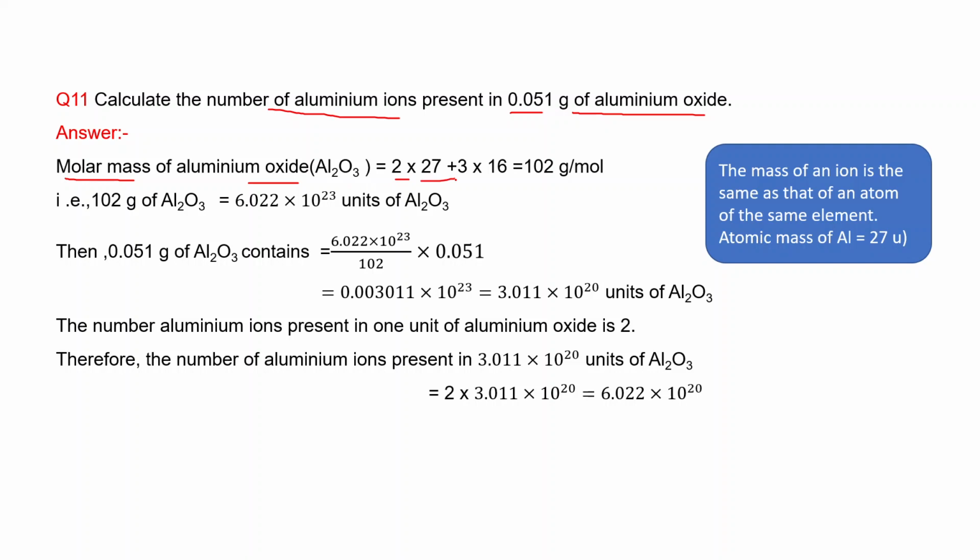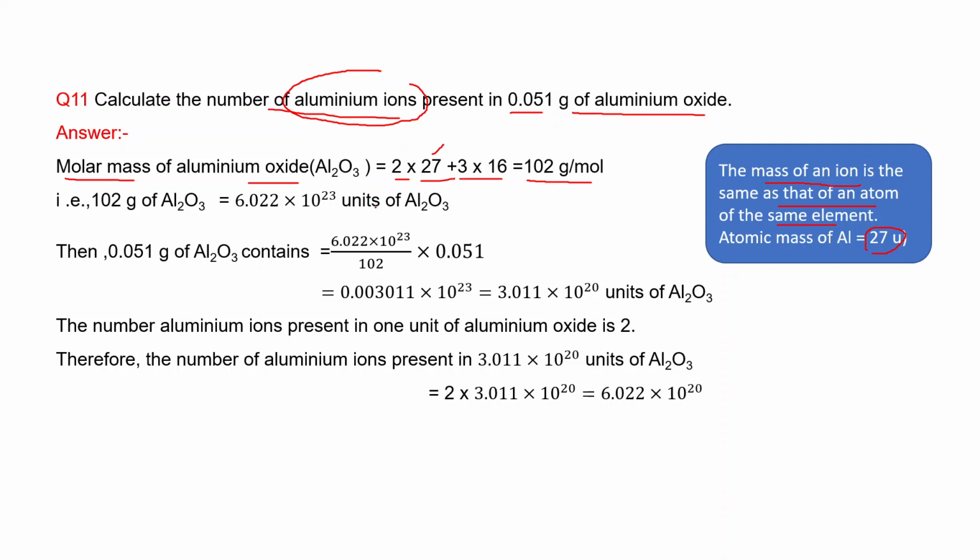Now again you have to remember, in this case you were asked to find out the aluminium ions. But the mass of an ion is the same as that of an atom of the same element. That's why the atomic mass of aluminium atom is given as 27 u. But in this aluminium oxide, aluminium is present as Al3+, that is aluminium ion. The mass of Al3+ and Al is the same. That's why this is 27 plus 3 into 16. If you solve it, we will get 102 gram per mole.